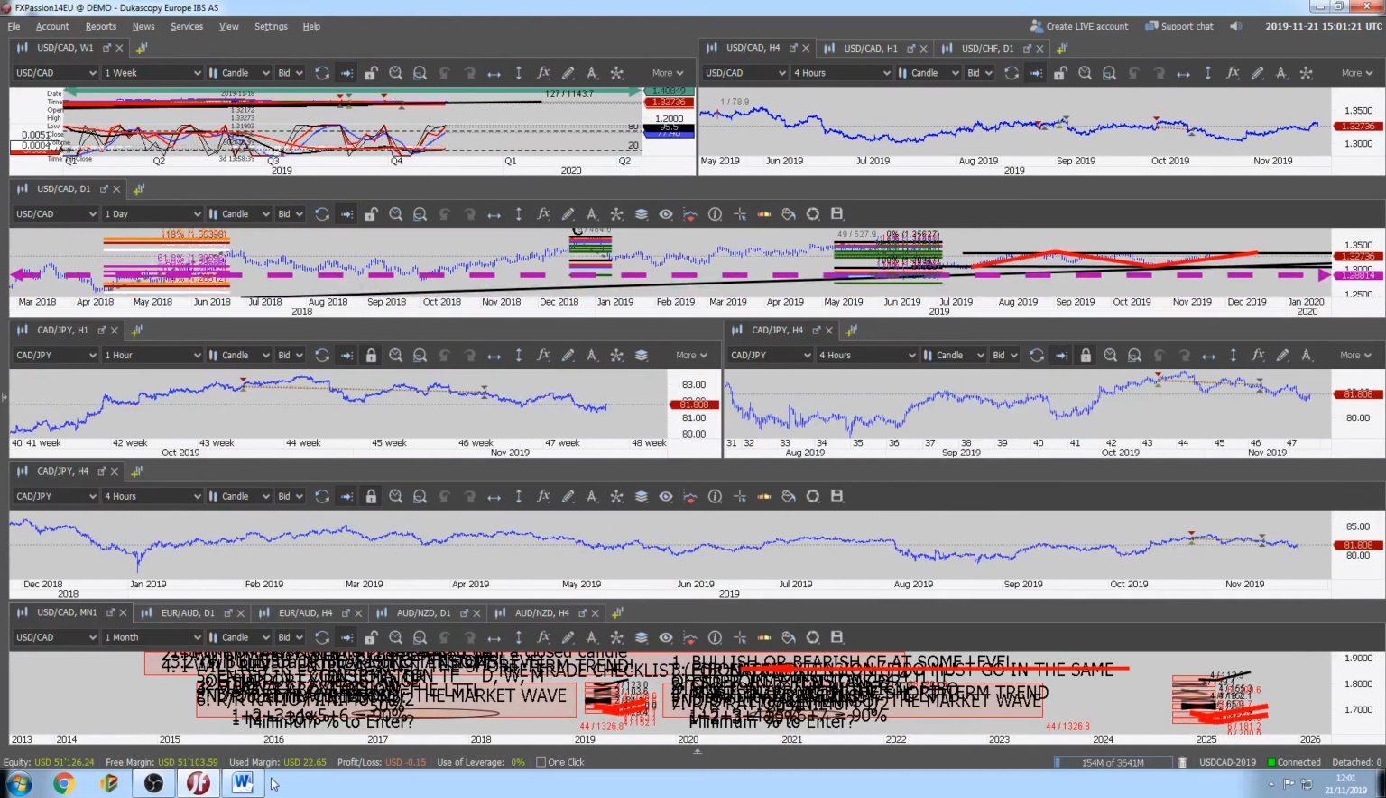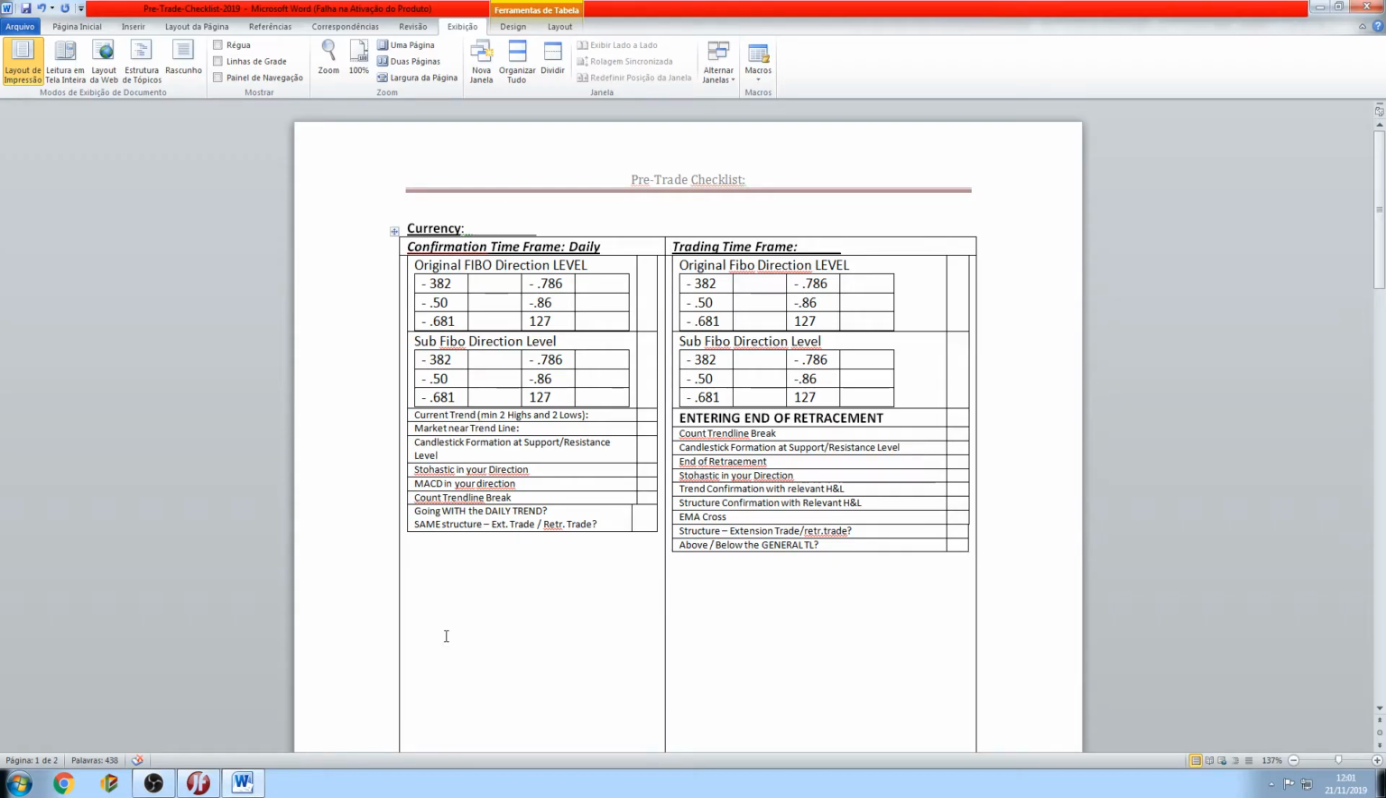And today we are going to work with this. Somebody sent me this on email. I asked for permission, can I show this? He said yes, no problem. Okay, so this is a pre-trade checklist from some of you. You have confirmation time frame daily, trading time frame, but you have original Fibonacci levels, you have sub Fibonacci levels. Let me make it bigger, right?